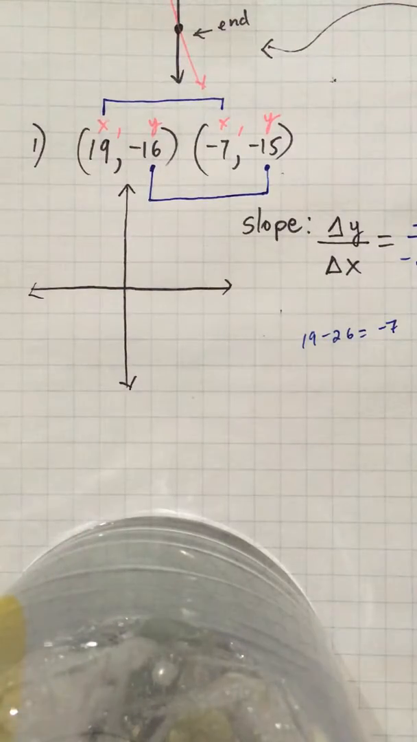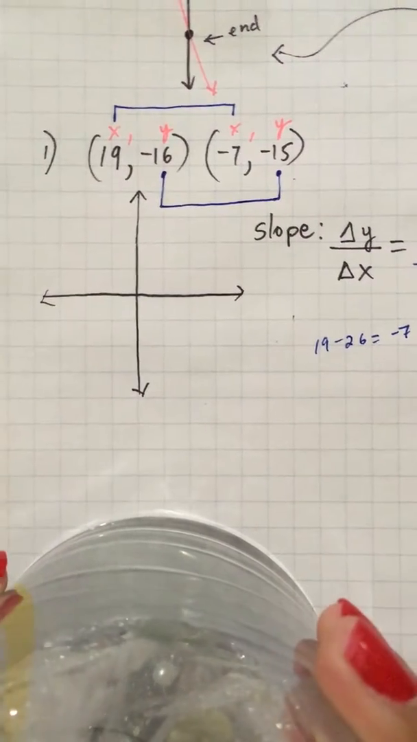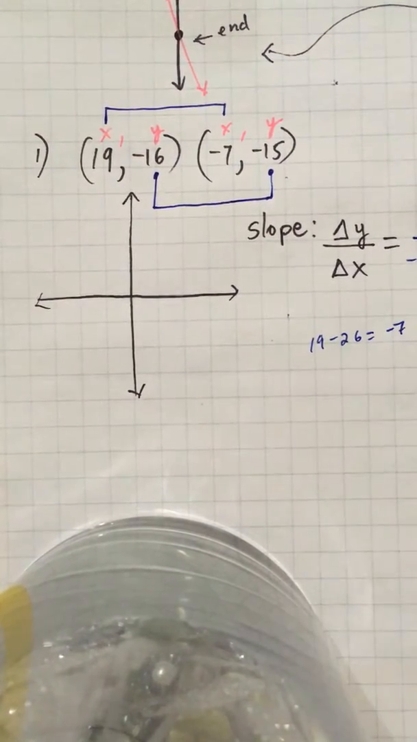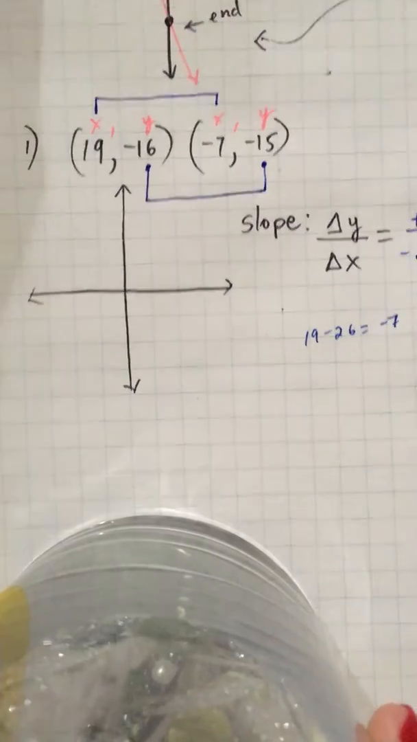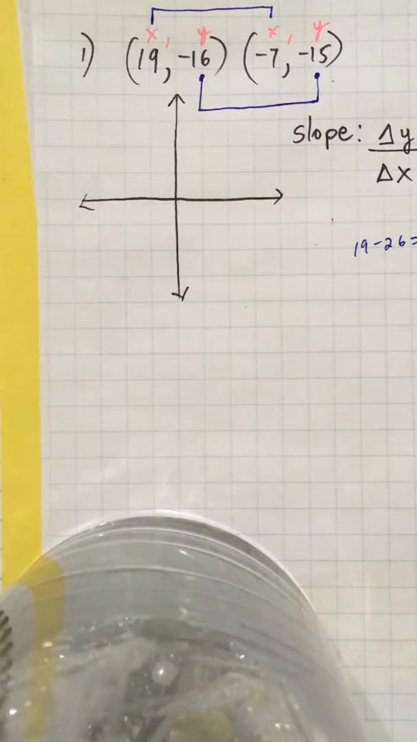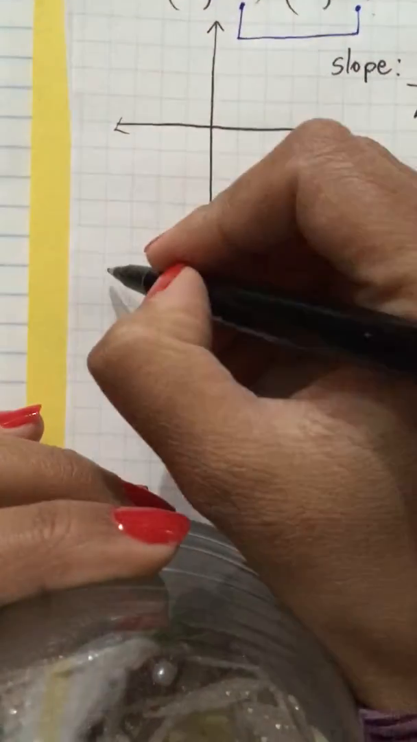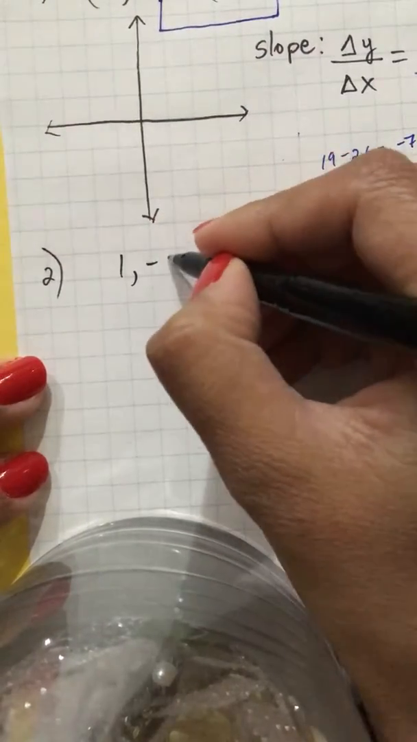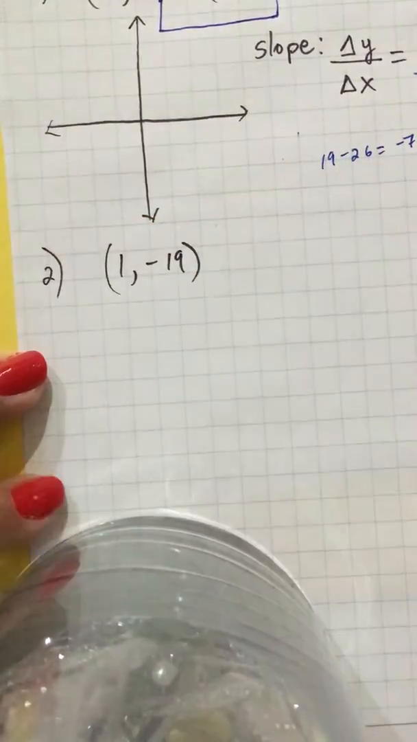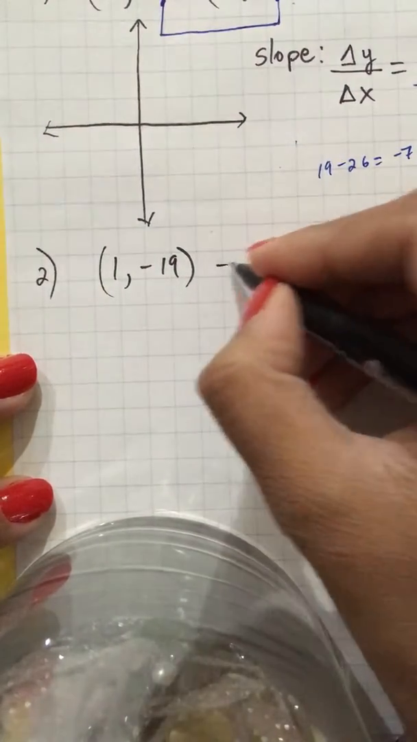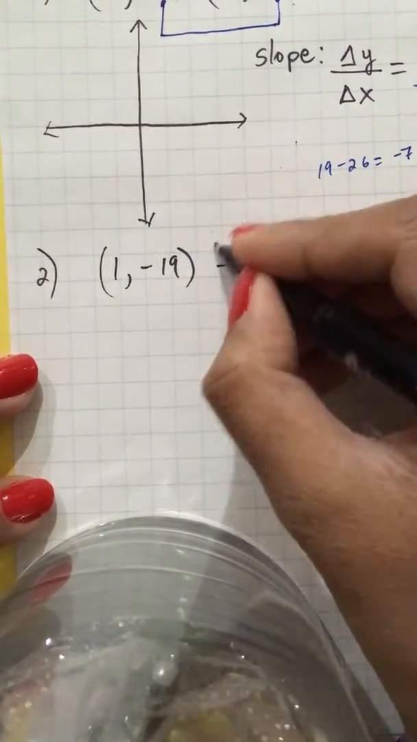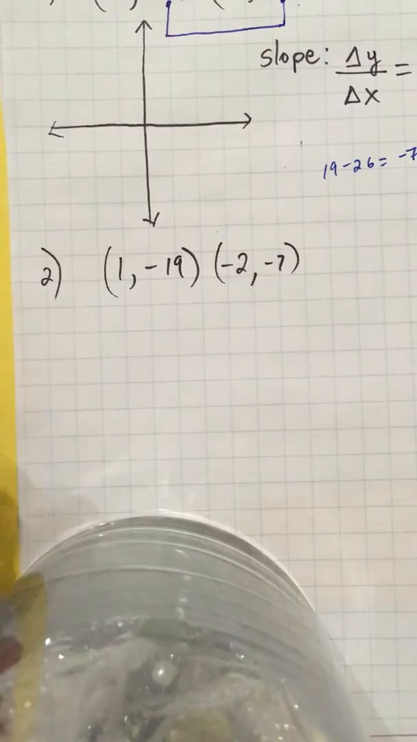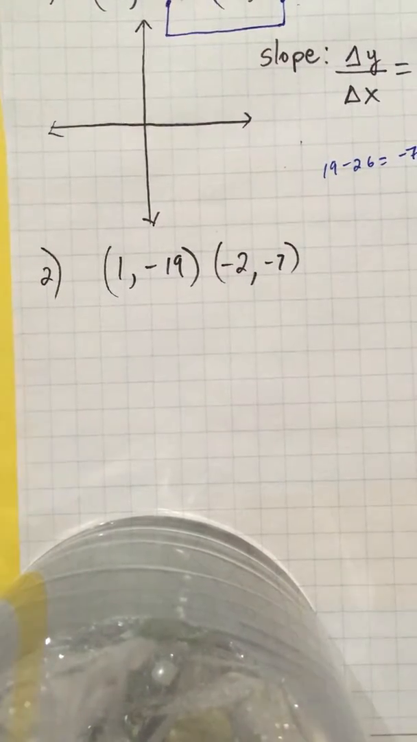Let's continue finding a slope from 2 points that are given. So we did that example. Let's do one more. So for our second one, we are going to do (1, -19) and (-2, -7). Okay. So we're not gonna graph it because that takes too long.